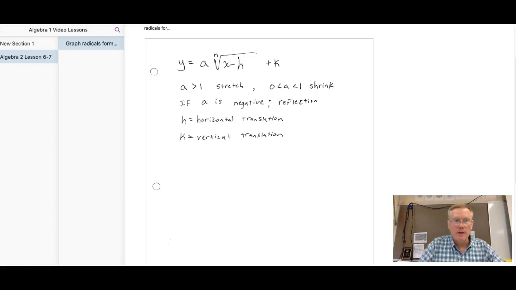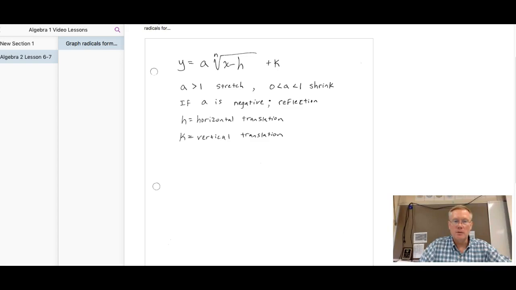All right, hi there. This is going to be a lesson on graphing square roots. As you can see up here, the formula that I've written down is the driving formula that we'll be using today. Y equals a times the nth root of x minus h under the radical, and then plus k on the outside. And these letters, a is greater than 1 will represent a stretch. If a is between 0 and 1, it'll be a shrink. Excuse me, if a is negative, it'll be a reflection.